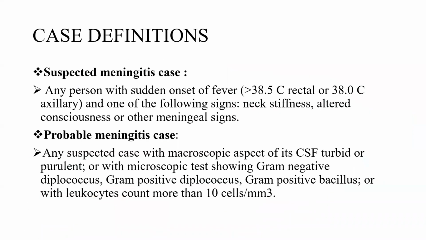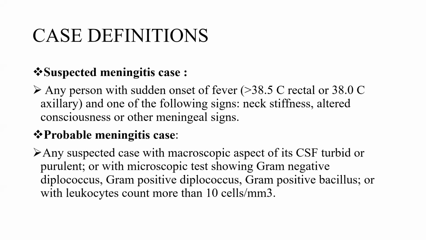So a suspected case of meningitis is any person that presents with sudden onset of fever, that is 38.5 degrees Celsius per rectal or 38.0 degrees axillary, and one of the following signs: neck stiffness, altered consciousness, and other meningeal signs.